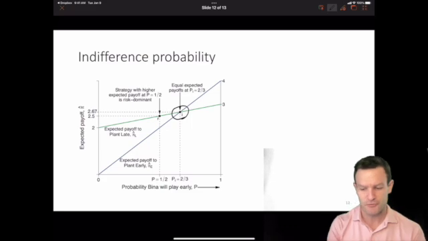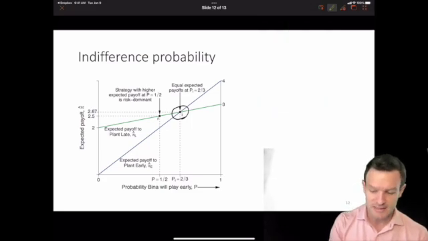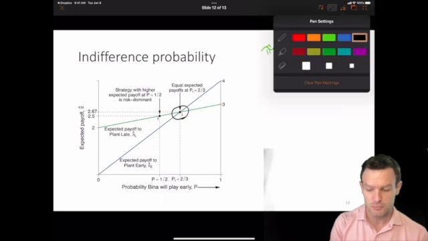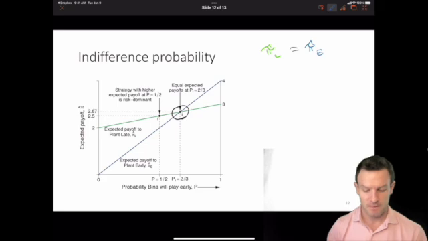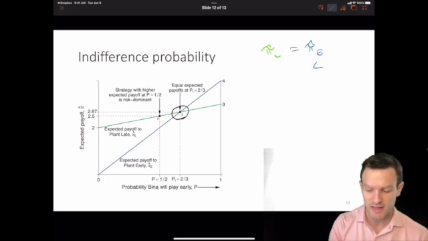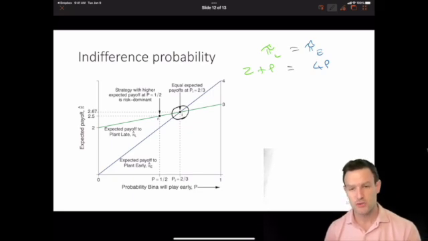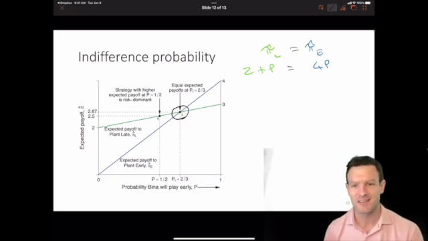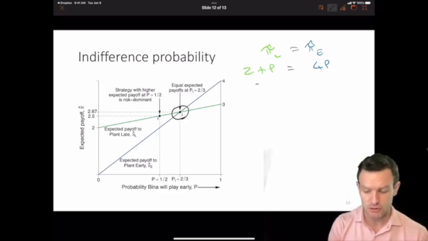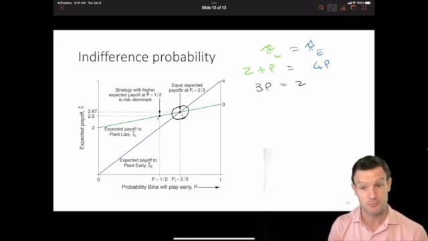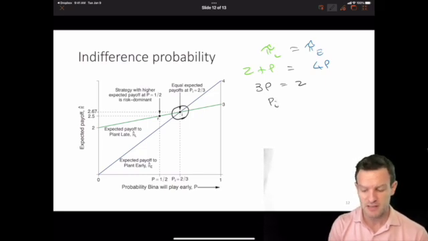So what do we have to do in order to find that value? We have to find when the expected payoff to playing plant late is equal to the expected payoff to playing plant early. What did we see there? Plant early, that expected payoff was 4p. Plant late, that was equal to 2 plus p. So we can set these two things equal to each other. Having done that, we can isolate p. By doing the algebra, 3p will equal 2 by subtracting p from both sides, and that means that pi, the indifference probability, is equal to 2/3.